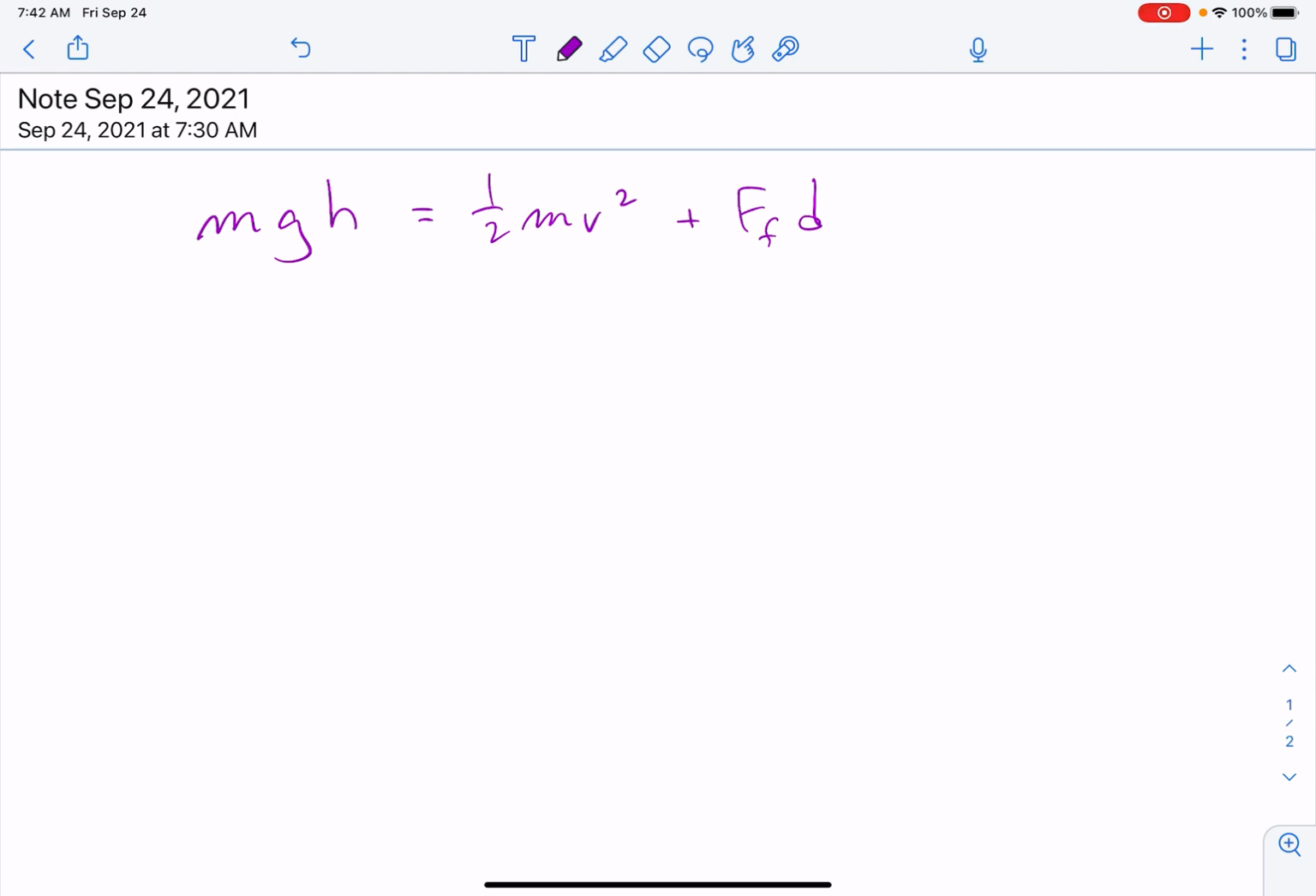Then, of course, we could say, well, what if the friction is so great that the skier hits zero speed at the bottom, which kind of defeats the purpose of skiing? Well, then this whole term here would disappear, and all of her potential would be lost due to friction. That would be unlikely to have as a problem.